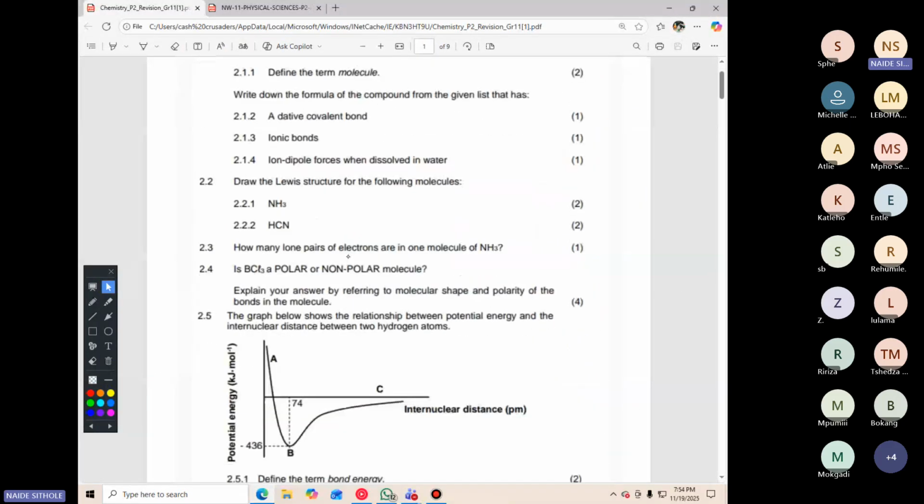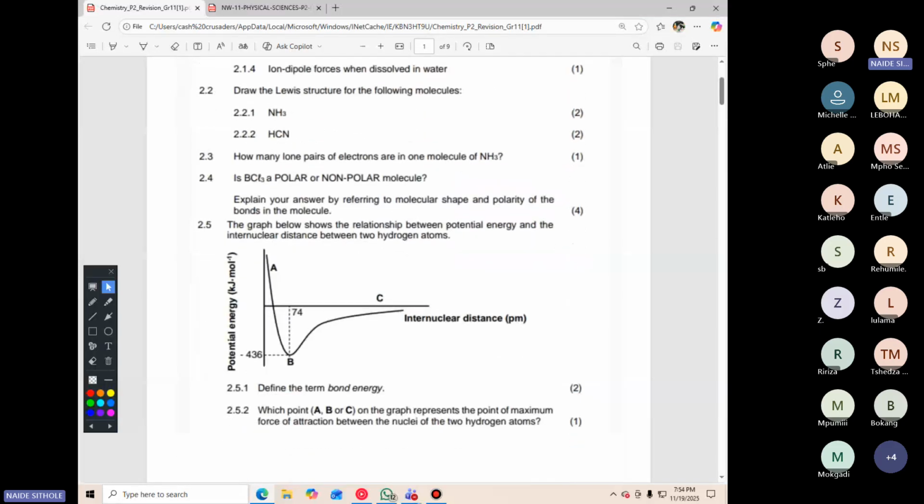Right. Then the graph below shows the relationship between potential energy and the internuclear distance between two hydrogen atoms. Now, you must always remember, if they want to ask this question, maybe they say X here, but this distance here is for what? Is for bond length, right? Have they ever pulled up with something like that? No. And then sometimes they will say Y on this one and they say label Y. Here is bond energy, which is what they want you to define here. Define the term bond energy.